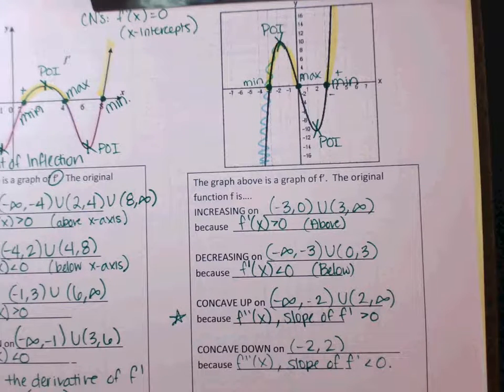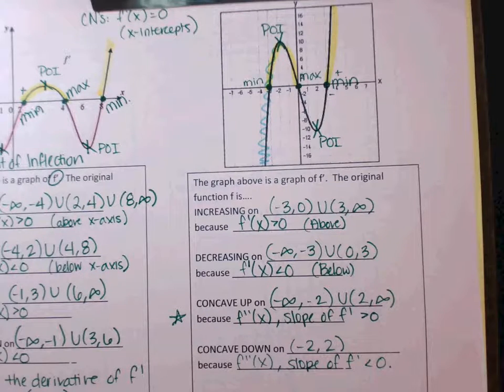But remember, we don't want to know about f prime, we want to know about f. So for f, you're going to have mins and maxes on x-intercepts. And then you would look at how f prime, the graph you're looking at, changes sign. And that would tell you whether f, the graph you haven't seen, has a min or a max.